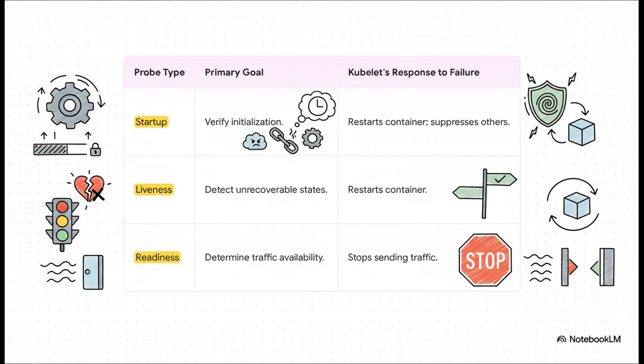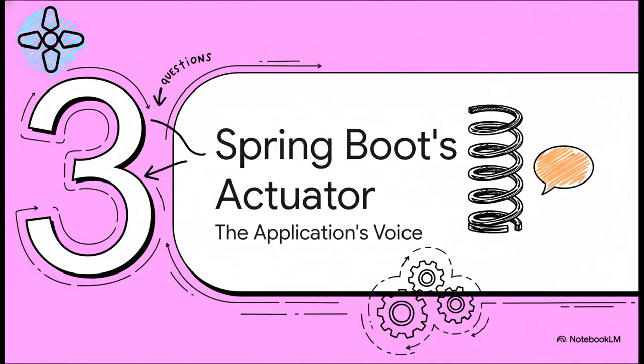And finally, the readiness probe. This is your traffic controller. If it fails, Kubernetes just stops sending it new requests for a while. They're not interchangeable, they're a team. All right, so that's how Kubernetes asks the questions. Now let's look at the other side of the conversation. How does our Spring Boot application give intelligent answers?